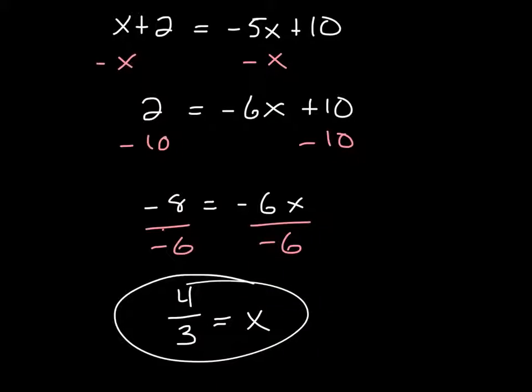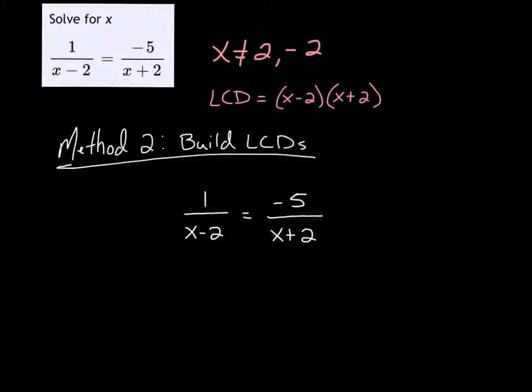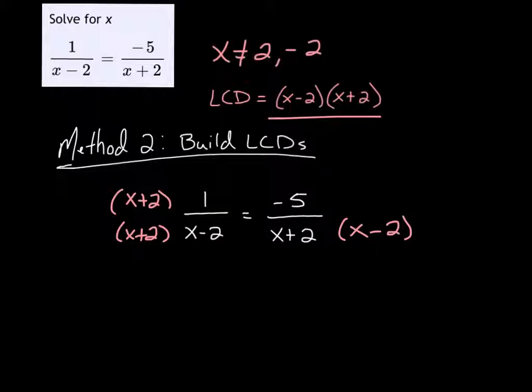Alright, let's talk about the second method. In this second method, we're not going to multiply by the least common denominator. Instead, we're going to employ the same technique that we use when we add and subtract rational expressions. We're just going to build these fractions to share the same denominator. So we've identified our least common denominator here as x minus 2 times x plus 2, and we're just going to add these missing factors to each fraction. On the left-hand side here, we're adding x plus 2. We've got to multiply to the numerator and the denominator. And on the right-hand side, we're going to multiply by this x minus 2 that's missing.